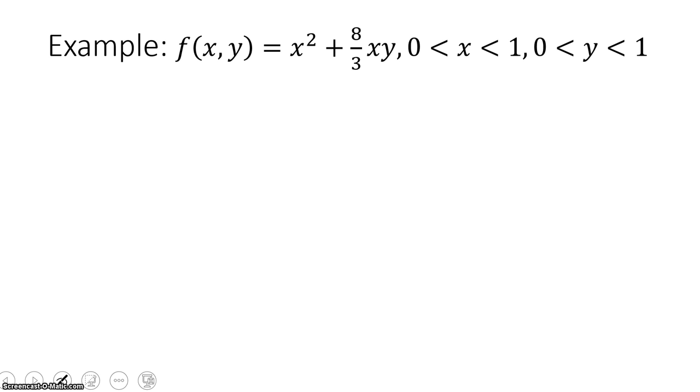We're going to be working with this example. We have a joint PDF of the random variables X and Y, given by f of xy equal to x squared plus 8/3 xy, where x can take on values between 0 and 1, and y can take on values between 0 and 1. If we were to integrate over this sample space, this probability density function would integrate out to 1, so this is a valid probability density function.